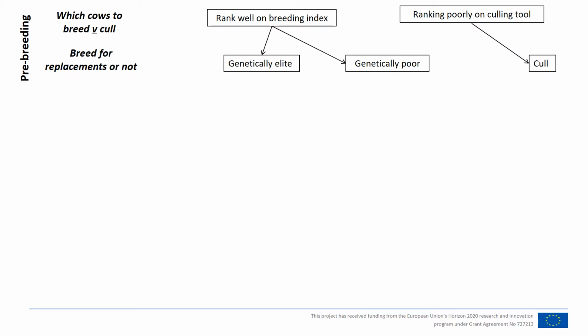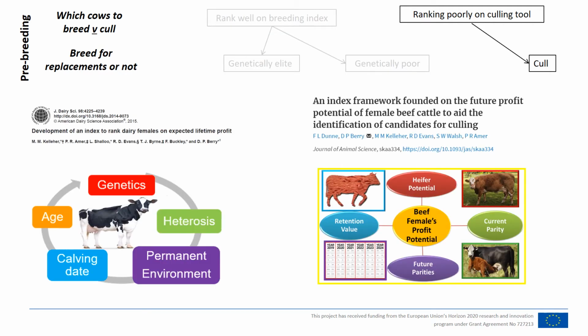So again, we talk about ranking on a breeding index or culling on a culling index. And while most people would be familiar with the breeding indexes, probably less familiar would be the culling indexes, which we have developed within Gentor. On the left-hand side, this is a culling index which Mags Kelleher has developed in Ireland for dairy cows, which is now deployed. And on the right-hand side, it has just been accepted for publication, is from FINA on developing an index for ranking beef animals or beef females for culling, but also, of course, for retention.